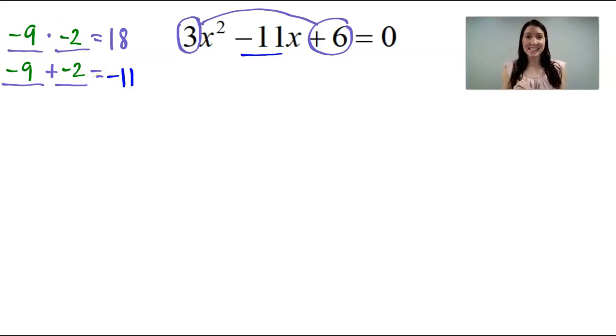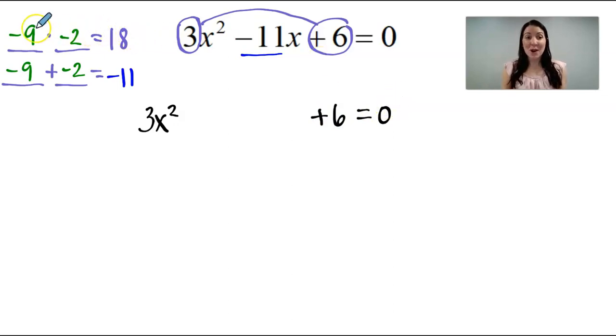Those numbers are going to come in useful right now. So what we do next is those two numbers I circled, I'm just going to separate them. So I'm going to bring the 3x squared over here on the left, and then I'm going to bring the plus 6 over here on the right. I can't forget to bring down that equals 0. After all, I am solving an equation.